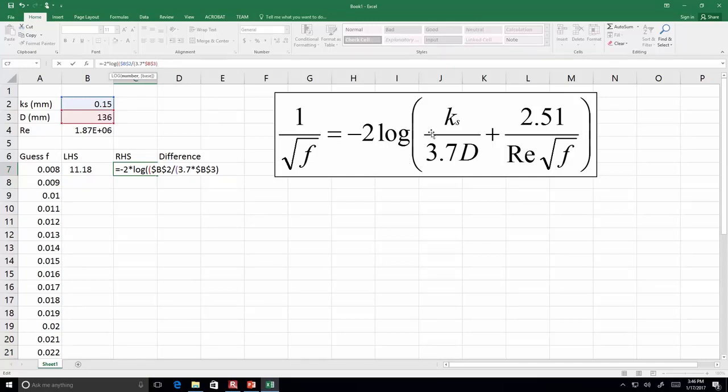Okay, so I've got the first term. Now I need to add the second term. 2.51 divided by the Reynolds number times the square root of f, which is this. I probably have some unnecessary parentheses in there.